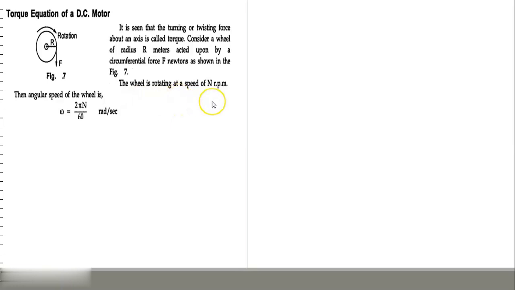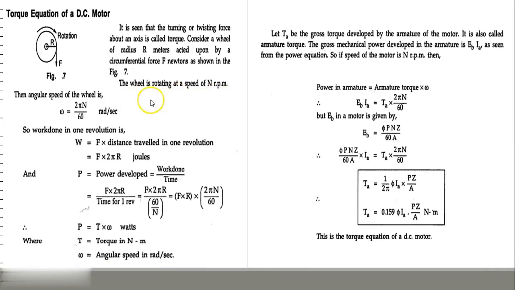The wheel is rotating at a speed of n rpm. Then the angular speed of the wheel is omega equal to 2 pi n divided by 60 radians per second. So, the work done in one revolution, indicated here as W, is the product of force and distance traveled in one revolution. Distance traveled in one revolution means the circumference of the circle, that is 2 pi r. So W is F into 2 pi r joules. It is the work done in one revolution.